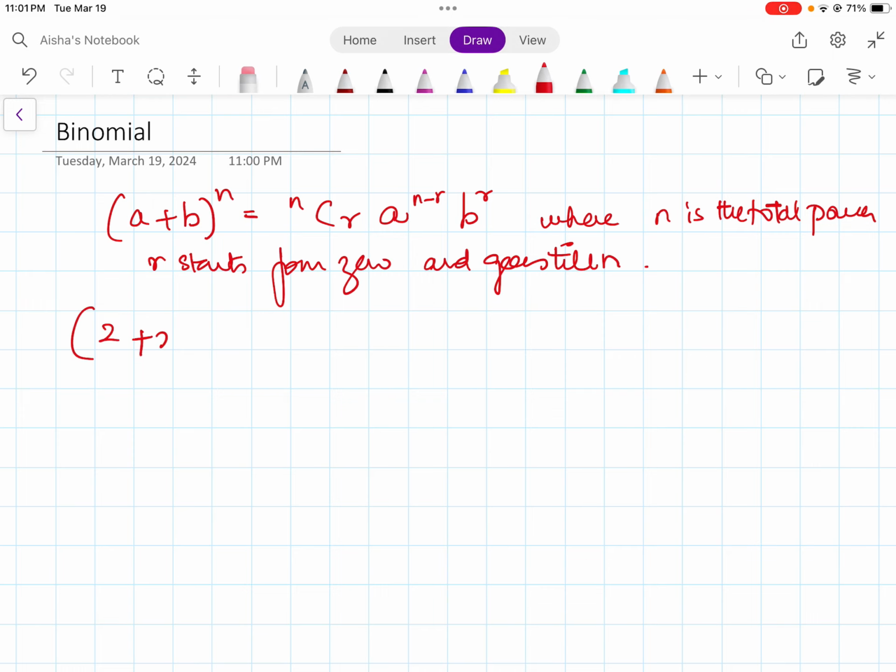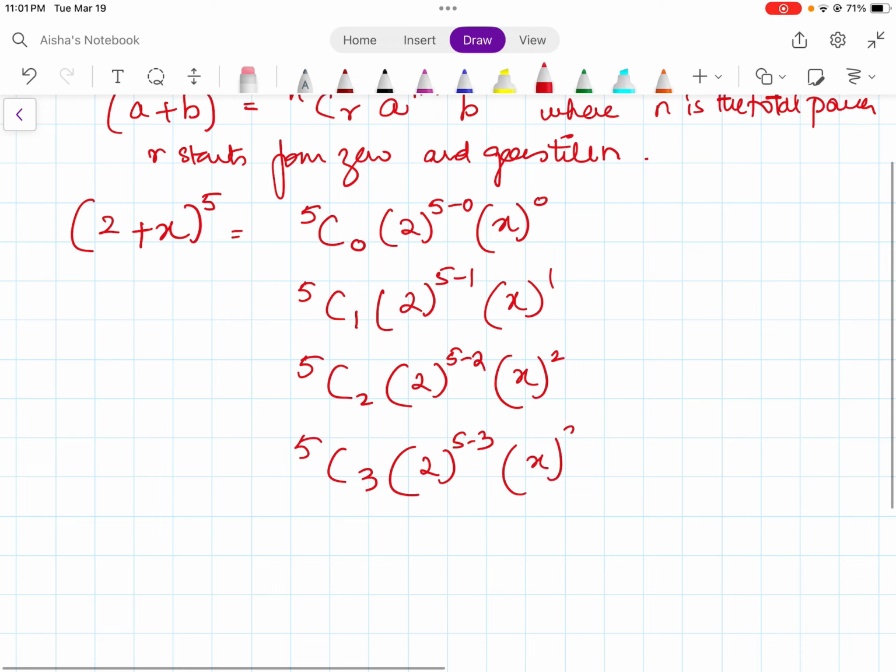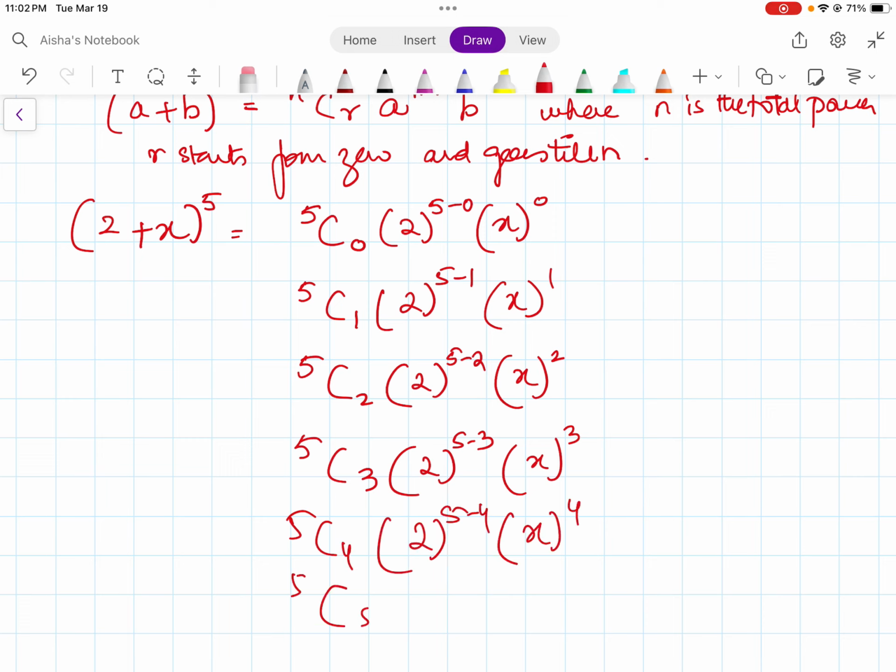So for example, if you have to expand 2 plus x to the power 5, how will you expand it? 5c0, 2 to the power 5 minus 0, x to the power 0. 5c1, 2 to the power 5 minus 1, x to the power 1. 5c2, 2 to the power 5 minus 2, x to the power 2. 5c3, 2 to the power 5 minus 3, x to the power 3. 5c4, 2 to the power 5 minus 4, x to the power 4. 5c5, 2 to the power 5 minus 5, x to the power 5.